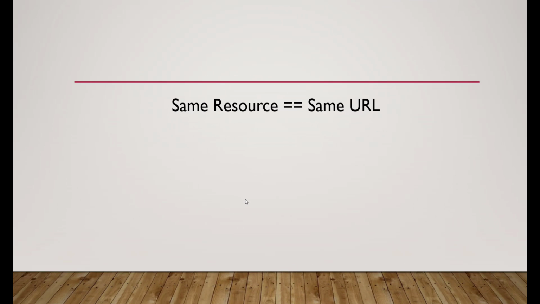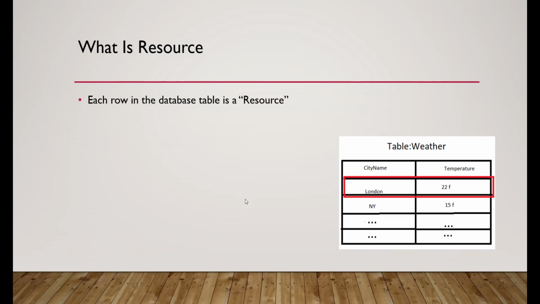Now let's come to the second part. Same resource means same URL. In order to understand this statement, first of all, we have to understand what is a resource. As we just discussed, sending a request to the server and getting the response from it is just all about getting the data that is stored in our database. So each row inside the table is actually a resource in the context of RESTful APIs. So resource is nothing but a row in a database table.